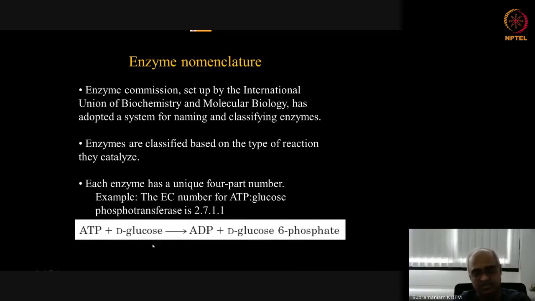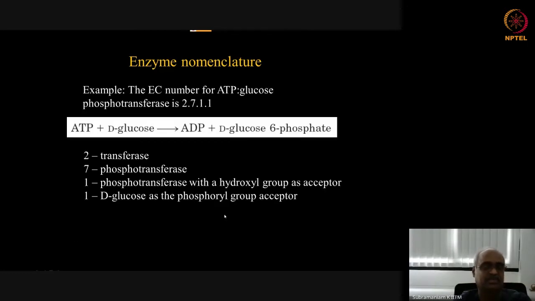What it means is, from ATP it transfers the phospho group to glucose, making glucose 6-phosphate. ATP plus glucose gives you ADP: the phosphate is removed, adenosine triphosphate is now adenosine diphosphate, and the phosphate removed from it is attached to glucose. Okay. So now let us look at how it got these numbers. Number 2 is transferase. I told you there are 6 major groups. In that, the second group is all transferases.